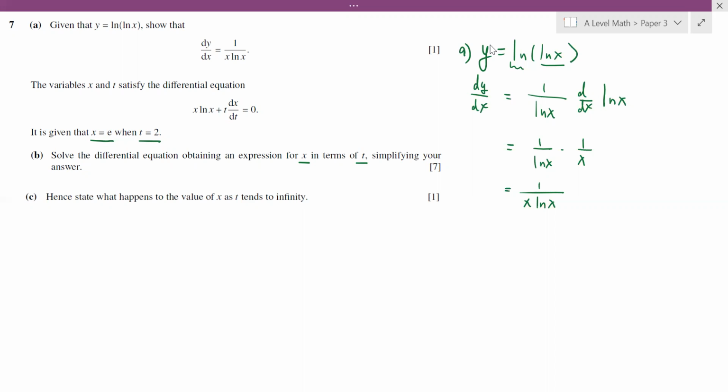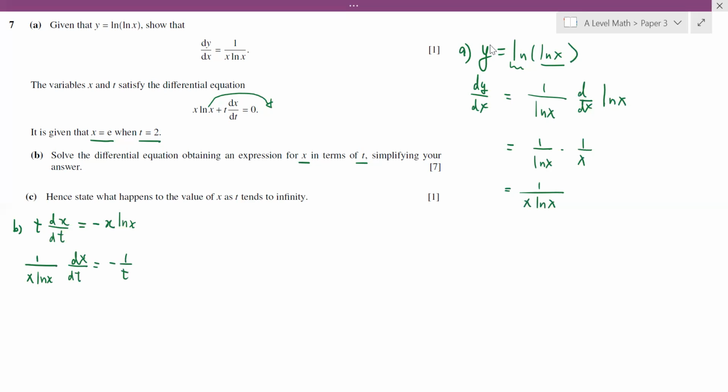So let's see over here, we are going to move this over to the right side. We have t dx/dt, that is negative x ln x. Since x is the dependent variable, we are going to move x ln x over to the left by dividing, and t to the right by dividing as well. So we have 1 over x ln x dx/dt, and this is negative 1 over t.